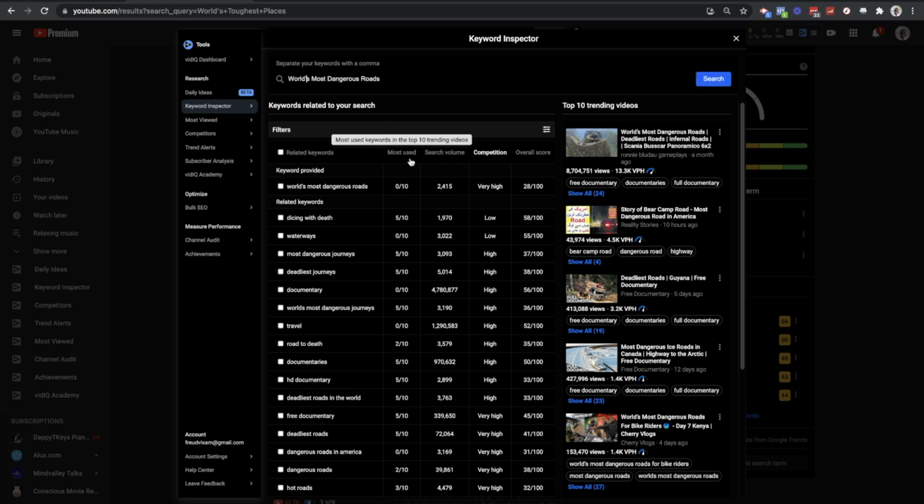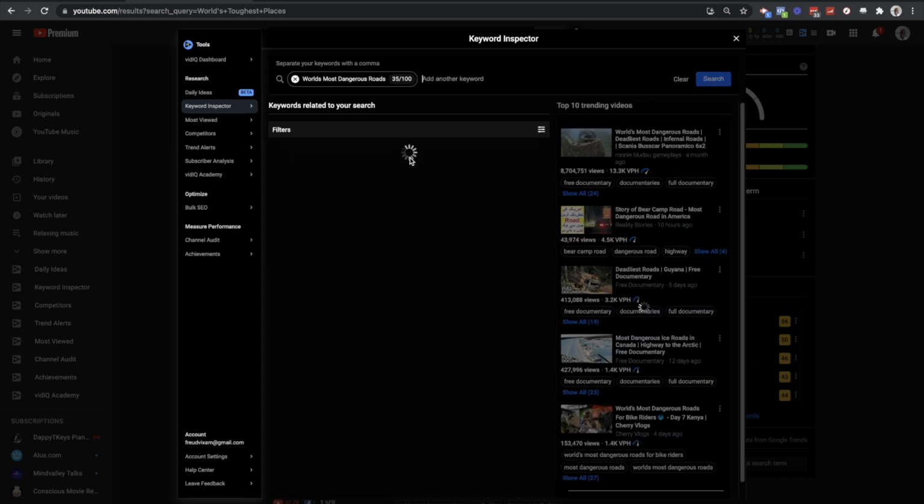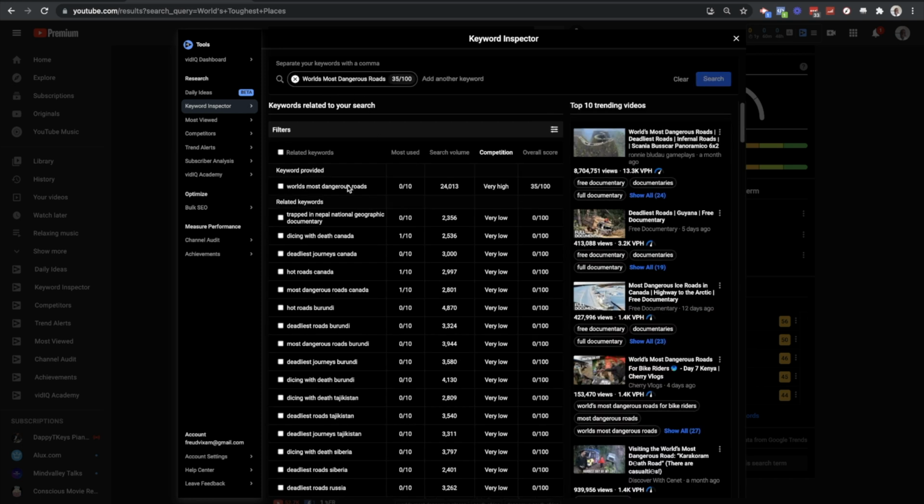Let's take S out. World's Most Dangerous Road. That's good, but the competition is very high. Deadliest Road Brunei, Most Dangerous Road Brunei. So we're seeing Deadliest Journey Brunei. So we have some good keywords right here. Very low, related to the topic. 4,000, 3,000, 3,000. We have over 3,000, 3,000.